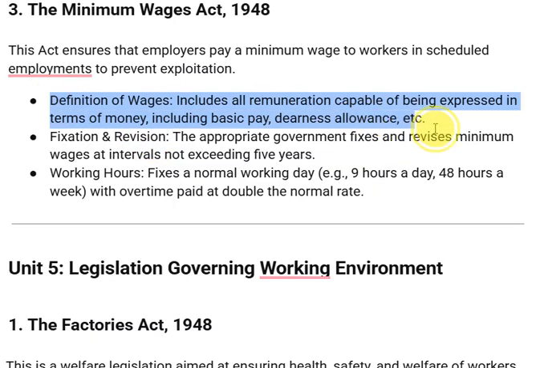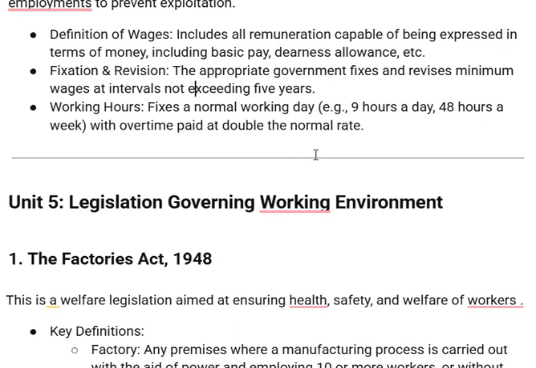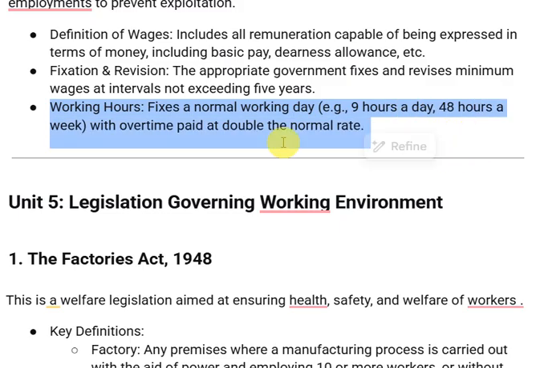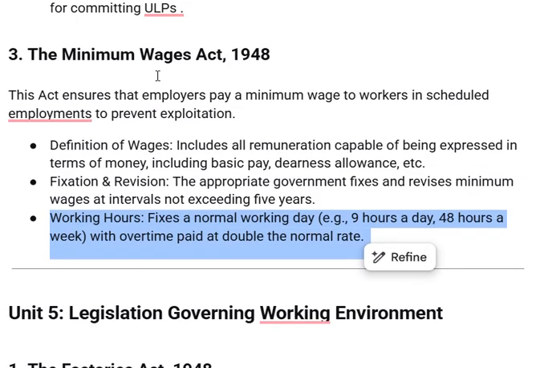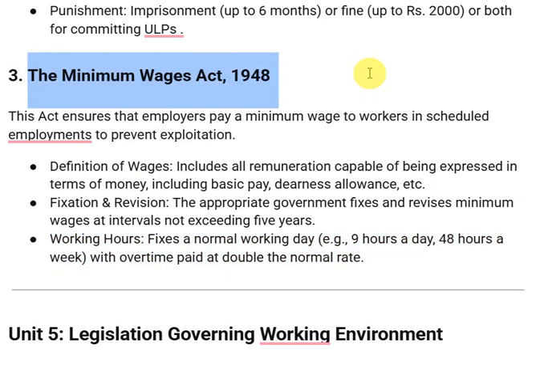This act had defined wages. The wages included any remuneration capable of being expressed in terms of money. It included basic, DA, allowance, etc. The government fixed minimum wages and revised them at proper intervals not exceeding 5 years. So this was the main purpose of the Minimum Wages Act. And working hours were also fixed. The working hours were 9 hours a day or 48 hours per week. Overtime had to be paid double the normal rate. This overtime provision and these conditions are now part of Code of Wages 2019, because the Minimum Wages Act has been replaced by Code of Wages 2019.